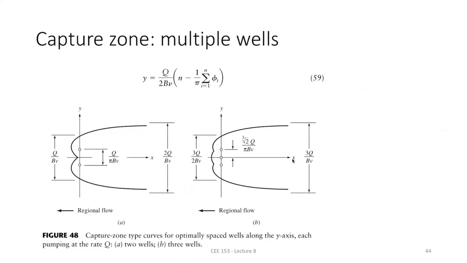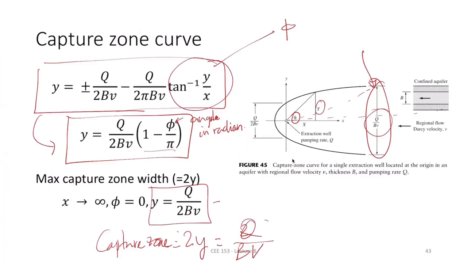Okay, the point is if you have one well, you will not capture. If you have two wells, you can capture more and more. So that equation is given over here. The point to remember is the capture zone is based on Q over BV. That means if the velocity of groundwater is high, you cannot capture a lot. So the capture zone width increases if Q increases, and decreases if velocity increases. Okay, so that's the whole idea of understanding the concept.